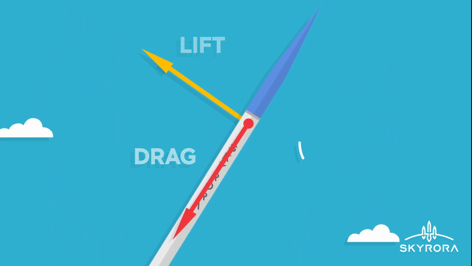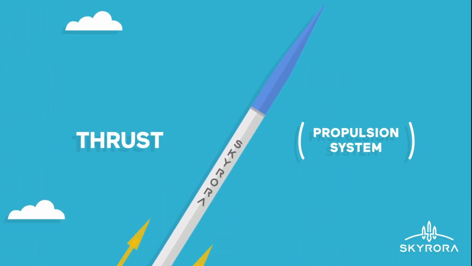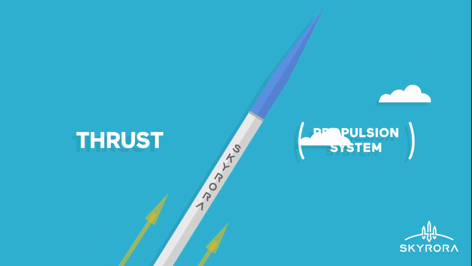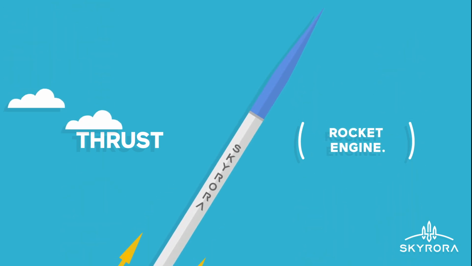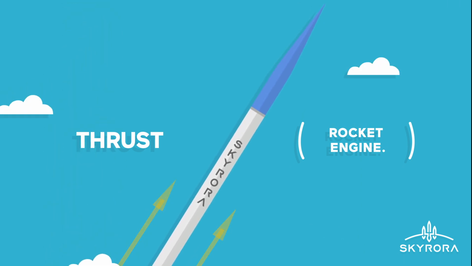Okay, what is thrust? Thrust is the force that launches the rocket into the air. Thrust is generated by the rocket's propulsion system, its engine. The engine has to generate enough thrust to overcome the rocket's weight and aerodynamic drag. Pretty interesting.